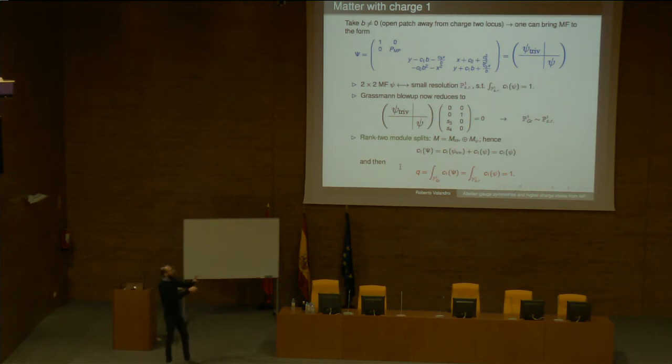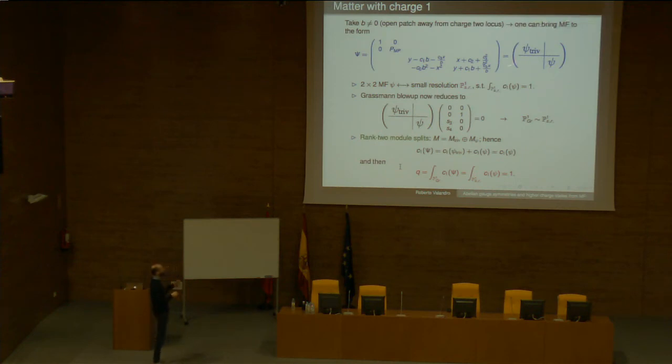What about the module? Well, if this matrix splits, the module will split into the direct sum of a trivial module and the module associated with this 2 by 2. Then the first class will be the sum of the two. This is equal to 0, so it's just that. What is the charge? We integrate over the Grassmannian blow-up this guy. Since this is the same as the P1 of the resolution, this is equal to C1 of psi, and we know that this, for a small resolution, is 1. So the charge is 1.